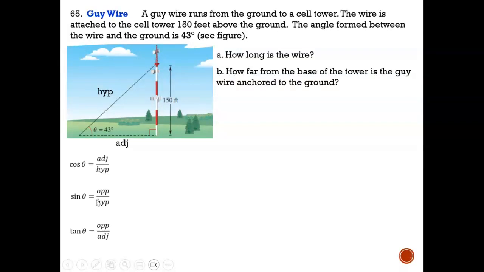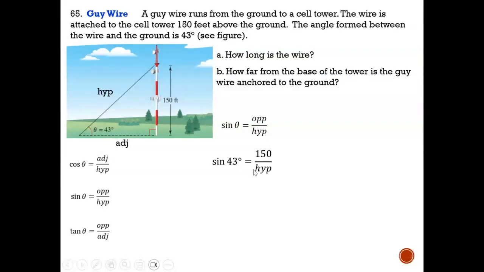Okay. So which one has opposite? The sine and the tangent, right? The cosine doesn't have opposite, right? So we cannot use a cosine. So for part A, we're looking for the hypotenuse, for the wire. So we're going to look for opposite over hypotenuse, so we're going to use a sine. So it'll be the sine of 43 degrees equals opposite, which is 150, over hypotenuse.